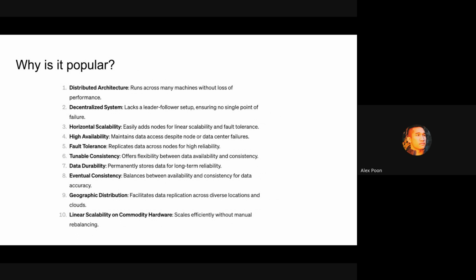Data in Cassandra is eventually consistent, as Cassandra favors high availability at the cost of strong consistency. Cassandra also supports geographic distribution and efficient data replication across multiple clouds and data centers.